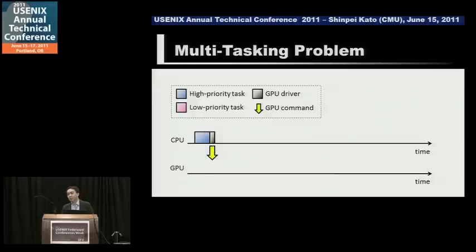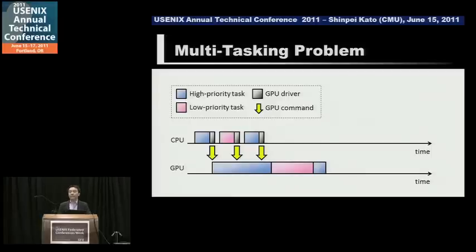A task sends a GPU command to the GPU to use the GPU. And if the GPU is idle at this moment, then there is no problem. The GPU context can start execution immediately. However, if the GPU is not idle when tasks send the GPU commands, then their requests need to wait and will be dispatched later when the GPU gets idle.